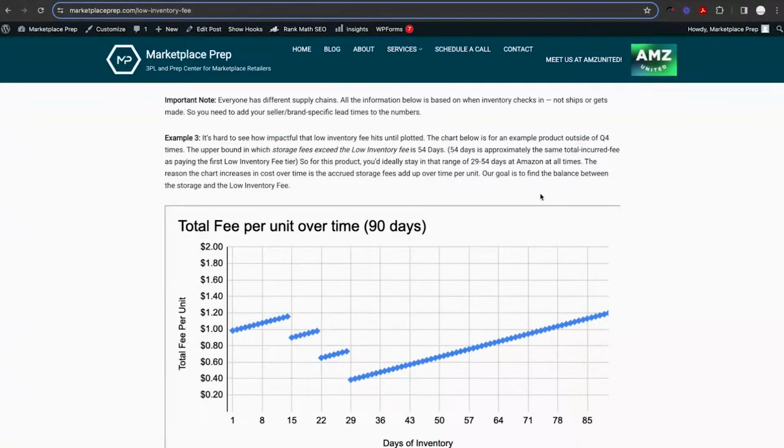If I stock more than 54 days, I might as well just run too low. If I stock less, that is that golden triangle. It's from here to about here. It's not exact, but you get the point.